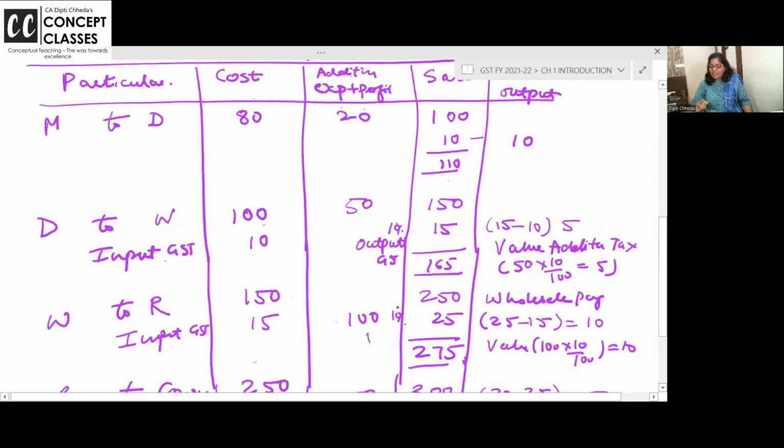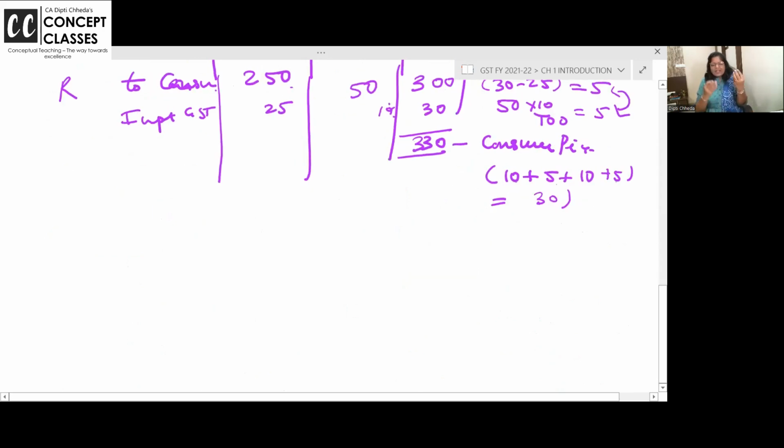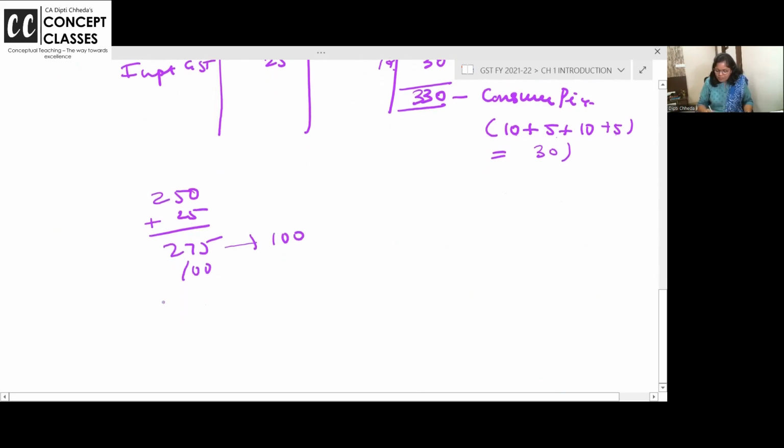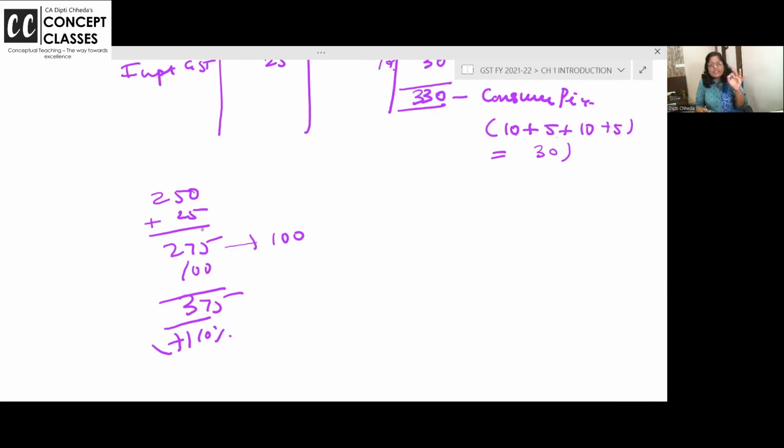GST is charged on value addition, and there is no tax on tax. Imagine if the retailer is unregistered, he did not register, then he'll say 250 plus 25. Suppose wholesaler, he's not registered, he will say 275, on which I will add my cost and profit, 375, and 10% GST on that. Listen once again, the 25 is input GST, but you cannot take input GST credit if you are not a registered dealer in GST. Registration is the name of a chapter.